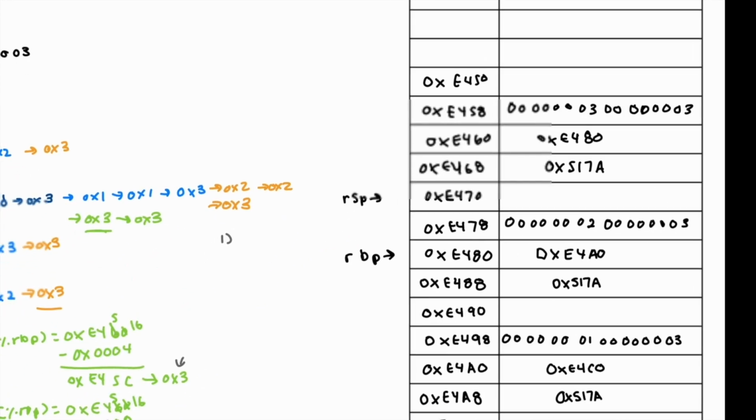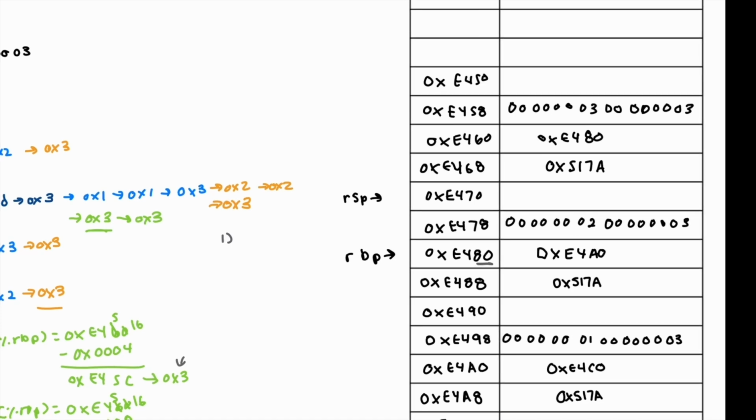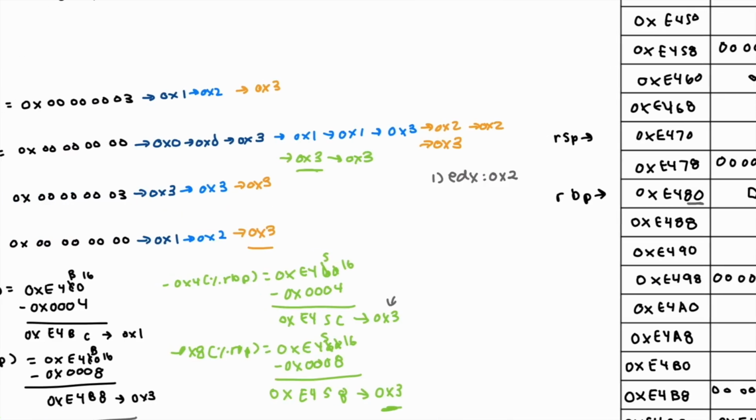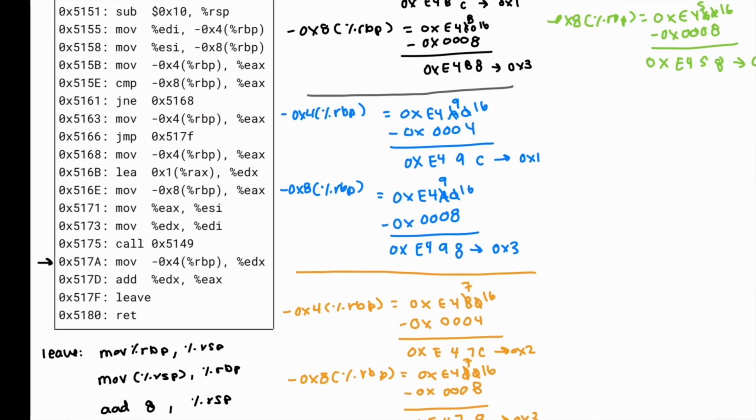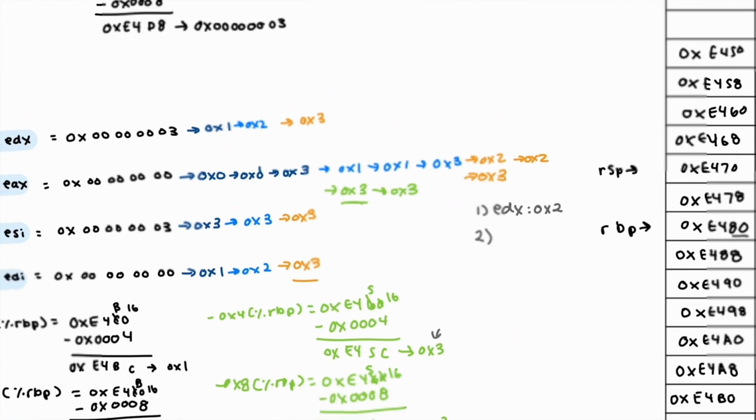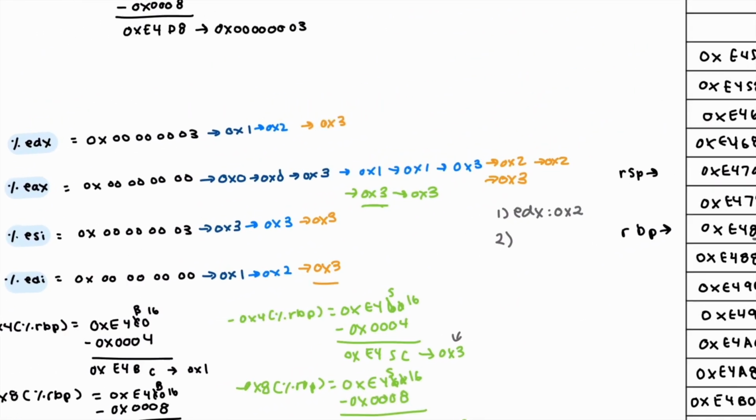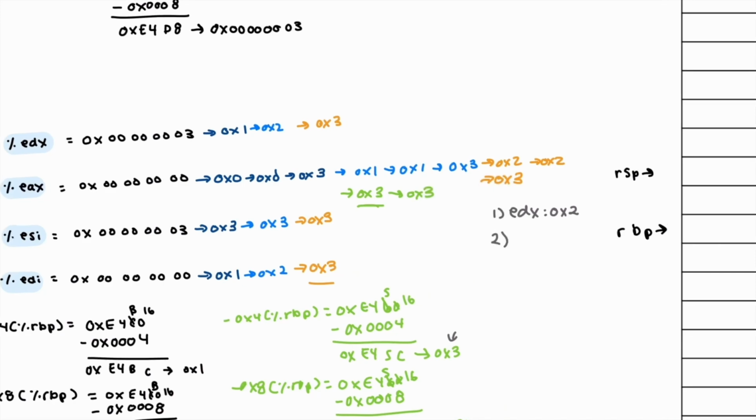So minus 4 RBP is going to be starting at this address right here because we're at E480, minus 0x4 is going to get us to this address. So EDX will be equal to 0x2. And then after that, we have to add EAX and EDX and place that into EAX. So EAX is 0x3 right now. So 0x3 plus 0x2 is 0x5.